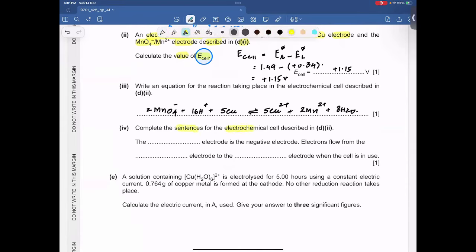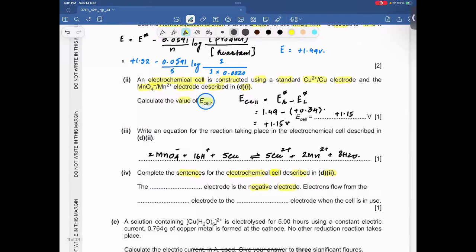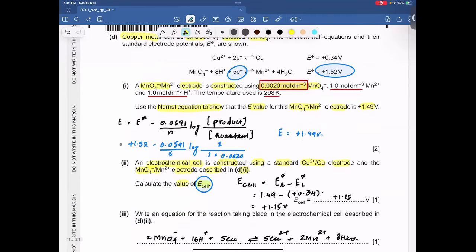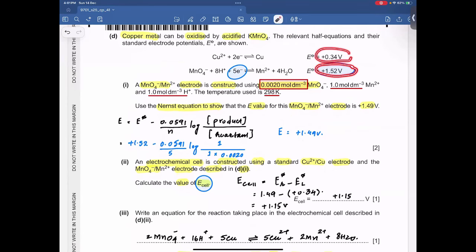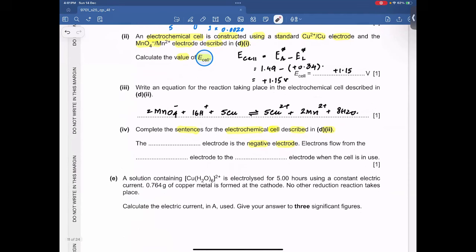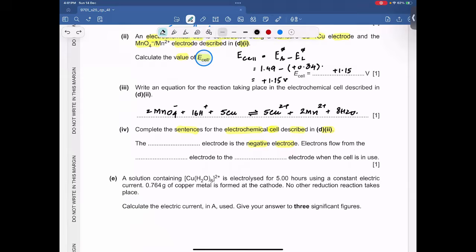Complete the sentences for the electrochemical cell described in D2. The dash electrode is the negative electrode. If two half cells are compared, the half cell with a more positive value is the positive electrode, and the half cell with a less positive value is the negative electrode. So obviously, the copper half cell has a lower SCP value, which means it's going to be the negative electrode.